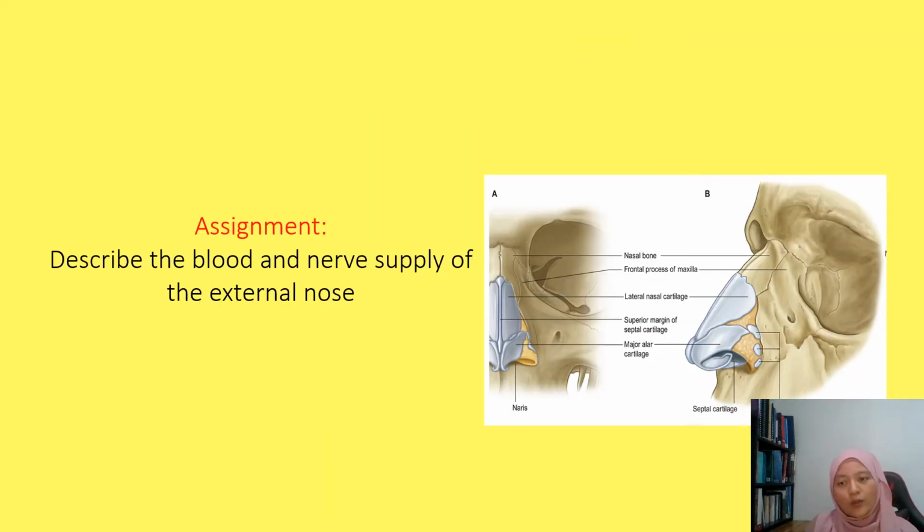So for your homework, you can try to describe the blood and nerve supply of the external nose, and please share your assignment to the Padlet link at the end of this lecture.